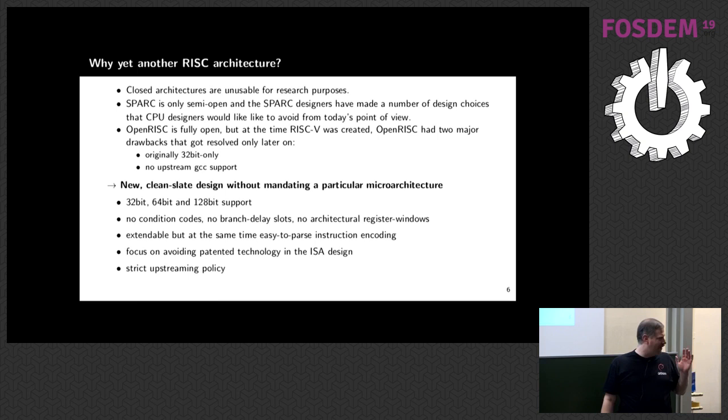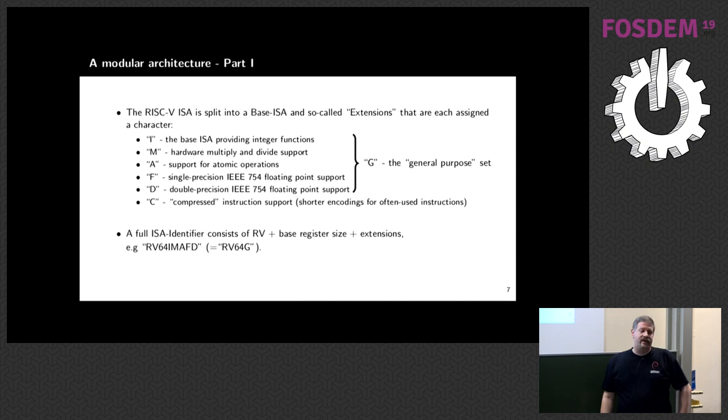The ISA itself consists of several modules, which are labeled with characters, as you can see there. There's the base ISA, which is just the integer operations. There's hardware multiply, atomics, single and double precision floating point, and all those together are called the general purpose set, which is what one would expect for a system to run Linux, BSD, whatever.